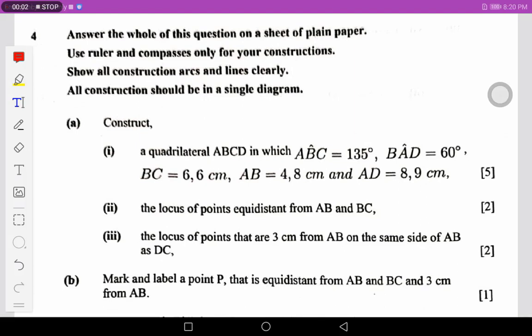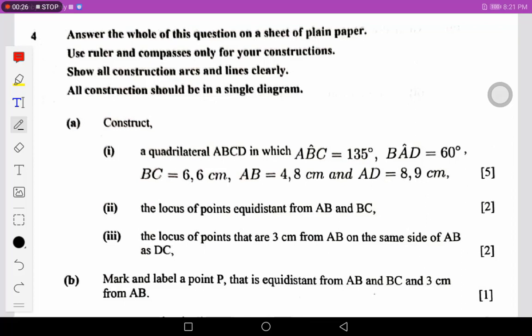Okay, now on number 4, it is saying answer the whole question on a plain paper. You are using rulers and compasses only for your construction, and show all arcs. This is very, very important. Show all arcs and lines clearly. Okay, guys, don't rub anything. That will lead to your final diagram.